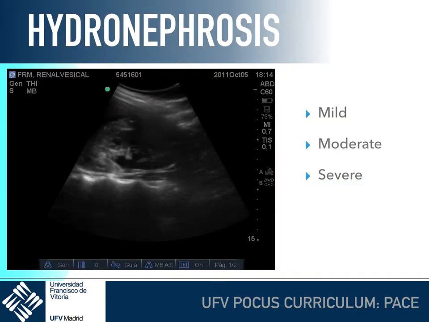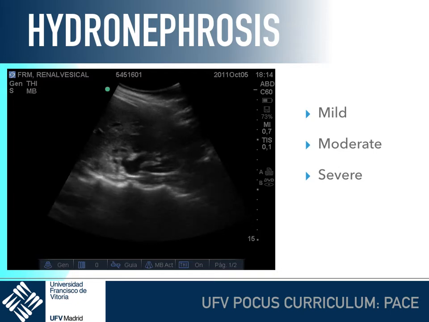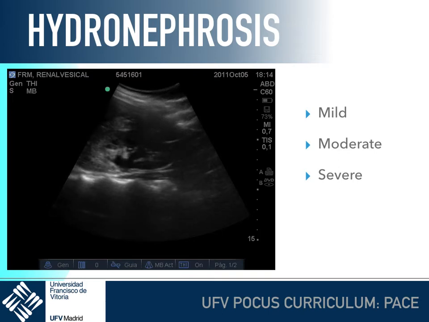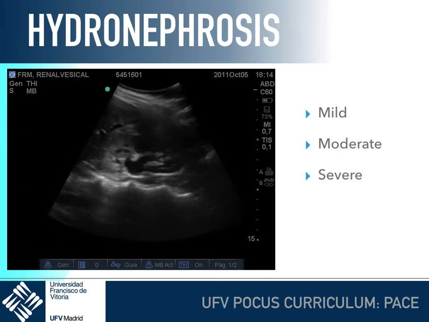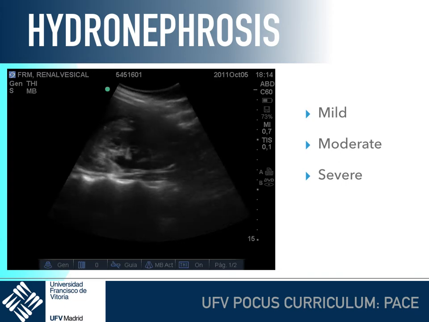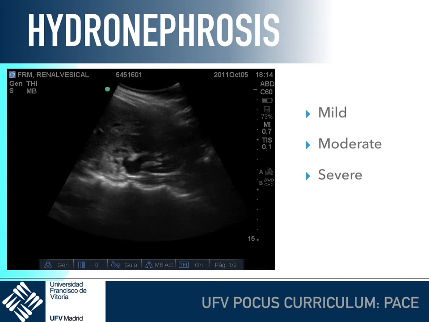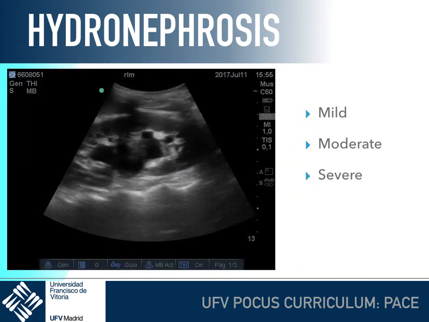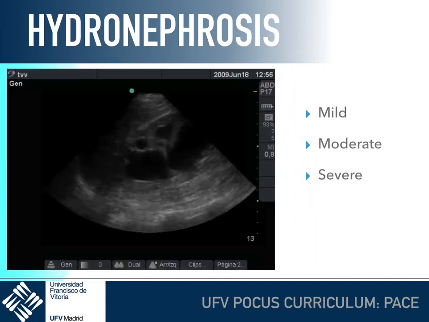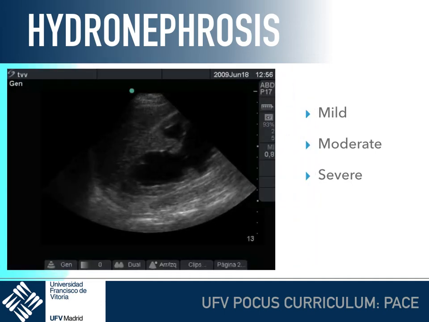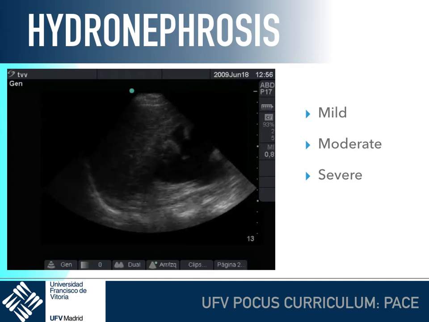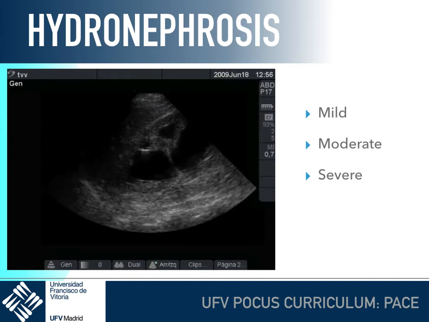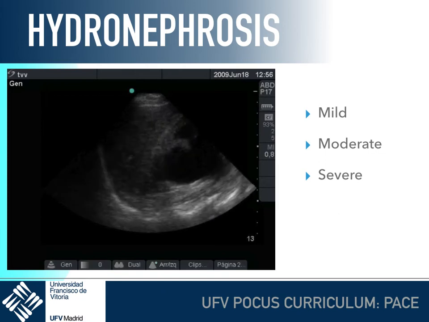Abnormal situations evaluated by ultrasound, and one is the hydronephrosis, which is the dilation of the calyces and the collective system with secondary compression of the kidney parenchyma. That can be mild, like in this case, moderate, or severe. The clinically relevant ones are moderate and severe, because mild can occur even in physiological situations.